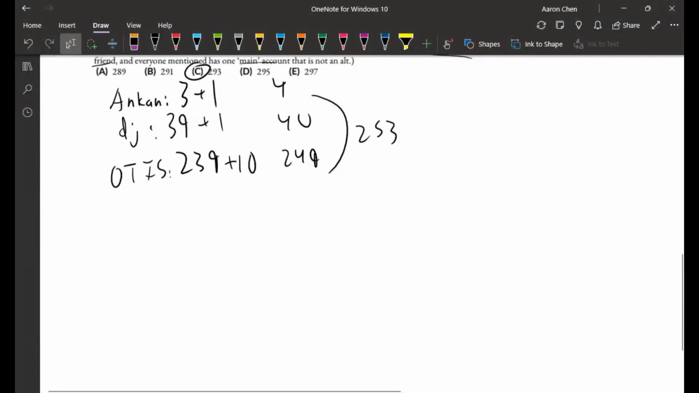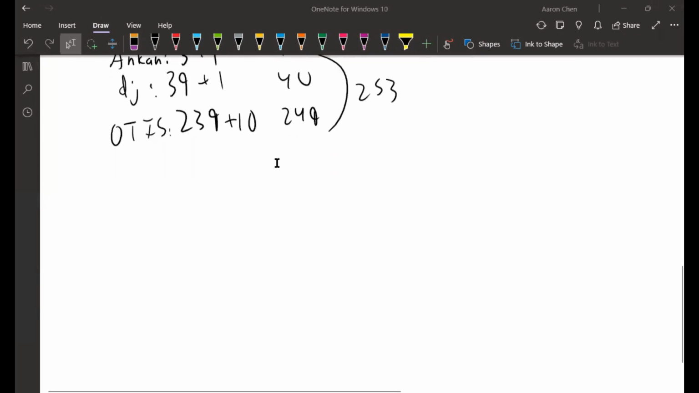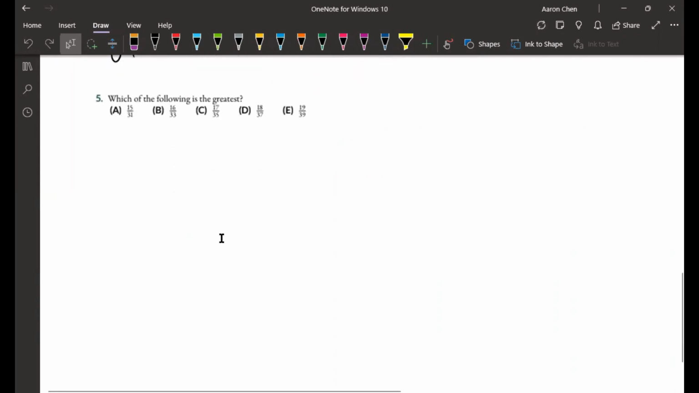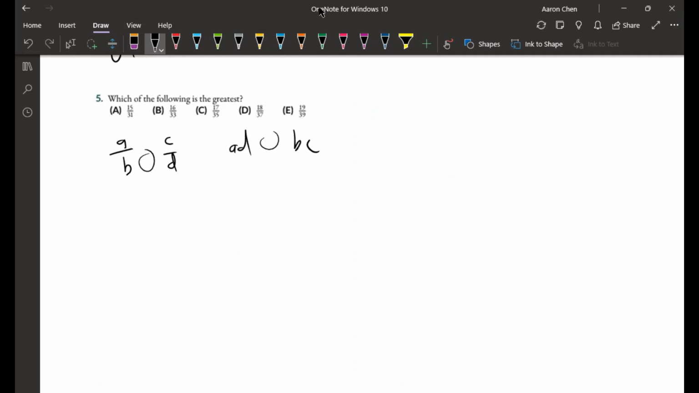With that said, let's move on to the 5th question. Which of the following is the greatest? One way you can do it is by doing the A over B, C over D comparison, and then cross multiply A, D, B, C. Whichever one is larger is the one that's larger in this one. Although that would clearly take quite a while. So instead, we can try to be smarter.